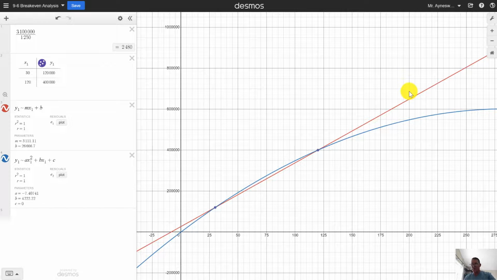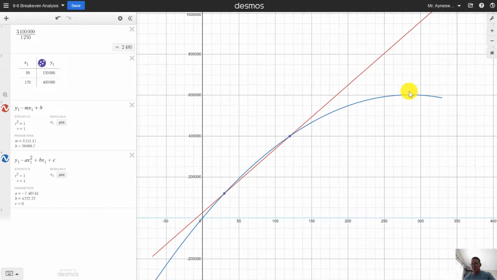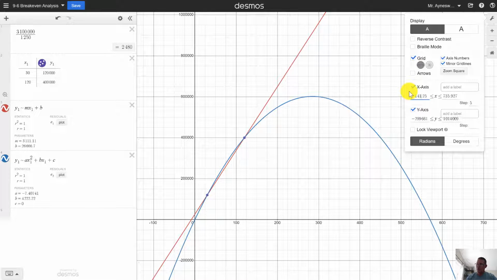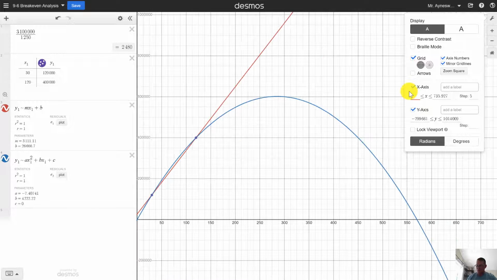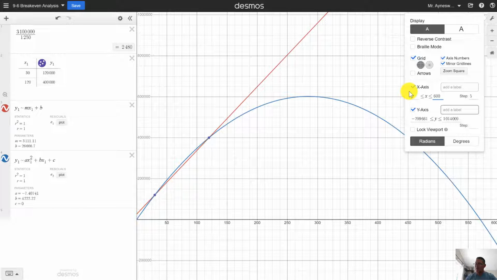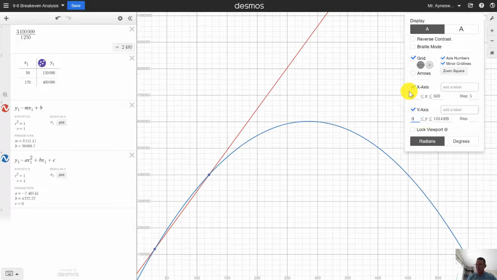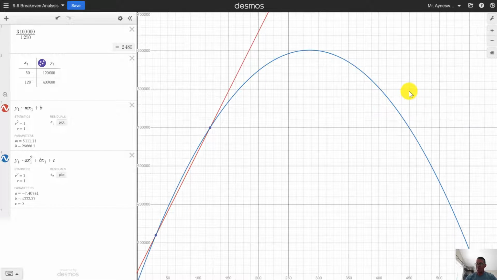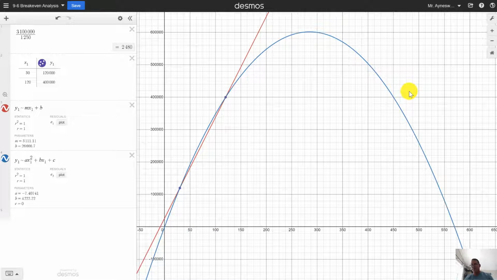So let's take a look at it. Holy cow, look at this. If you're going to see the entire revenue function, you're going to have to go from 0 to 600. So let's just do this here together manually. Let's go 0 to 600 on the x-axis. And then on the y-axis, let's go from 0 to 700,000. Type in 700,000, and you should be seeing exactly what I have up here.